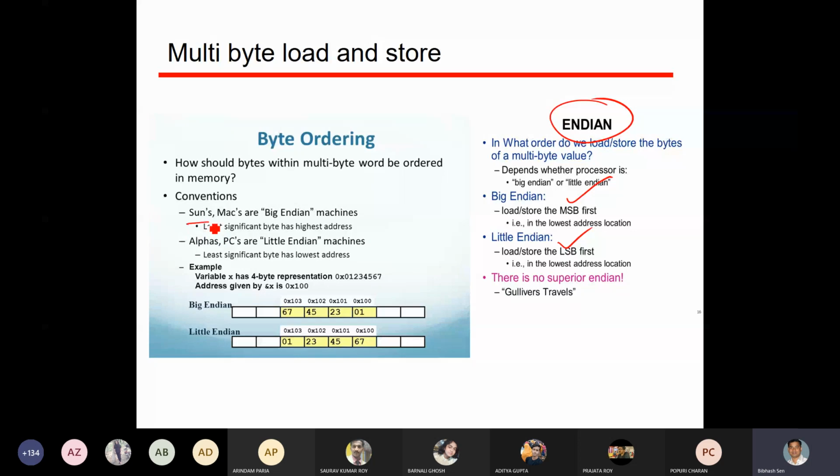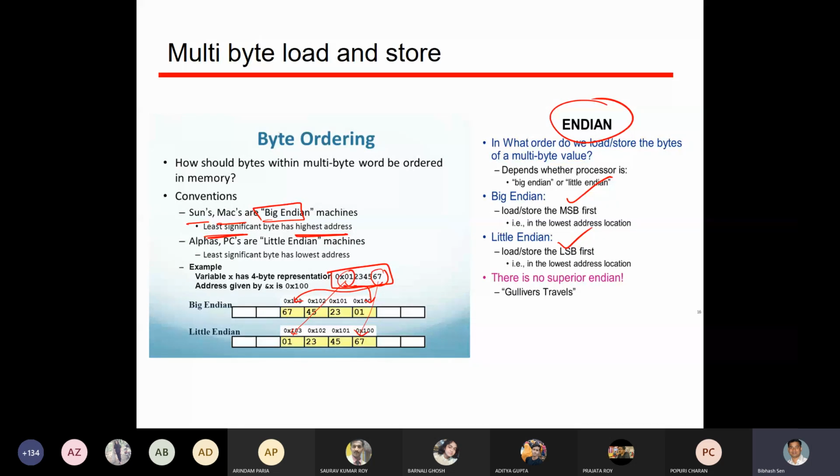Sun Microsystems and Macs are using big Endian. That means the least significant bit has the highest address. Suppose our address is a 4 byte representation, and I am considering a 2 byte address. In big Endian format, the MSB is loaded in the lowest area and the LSB is loaded in the highest zone. So this is reversed. In the little Endian format, the lowest comes to the lowest and the highest comes to the highest location. So big Endian is the default.